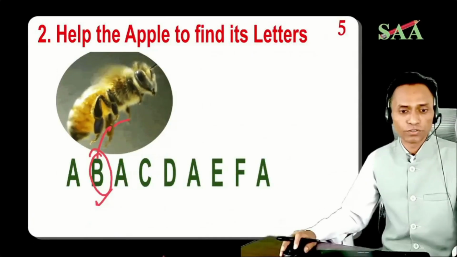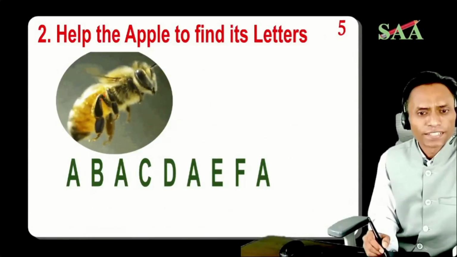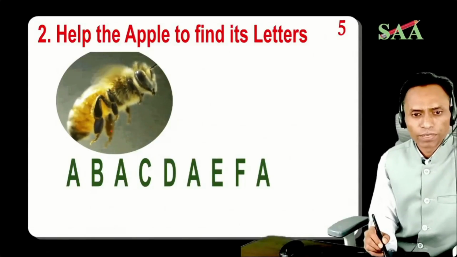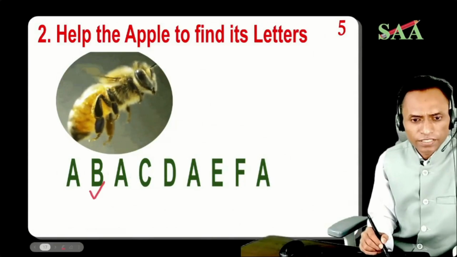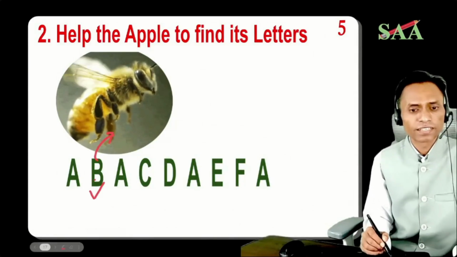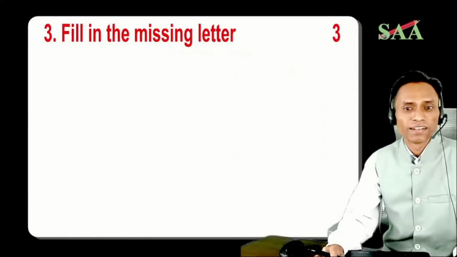And here, what to do? Here you need to help the B to find his letter. Right? This is B. Okay? We have to help him. Which letter is for B? This letter is for B. Right? Now, let's move to the next question.